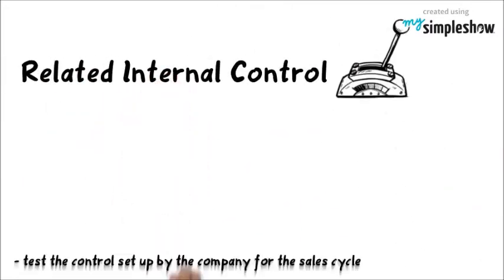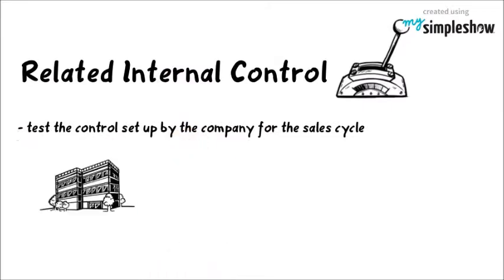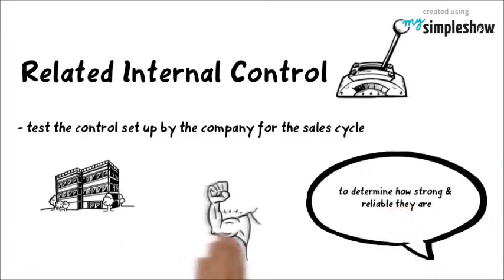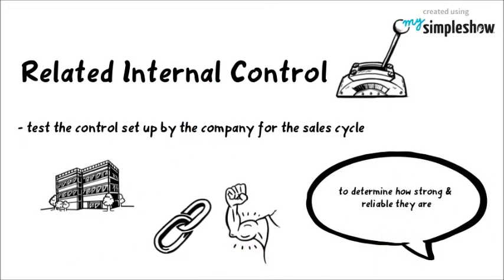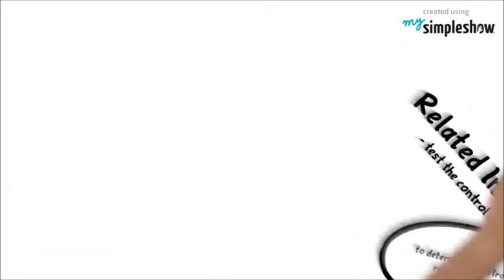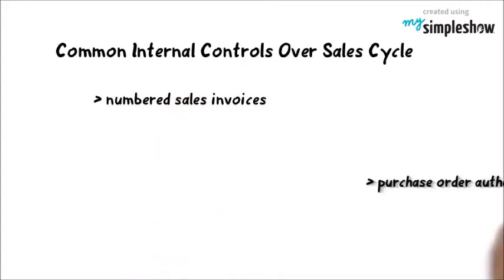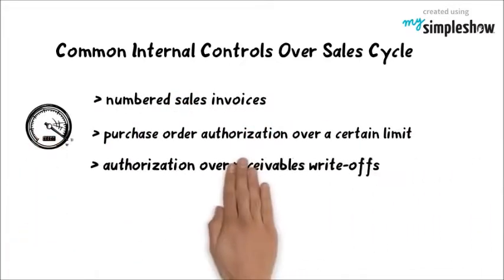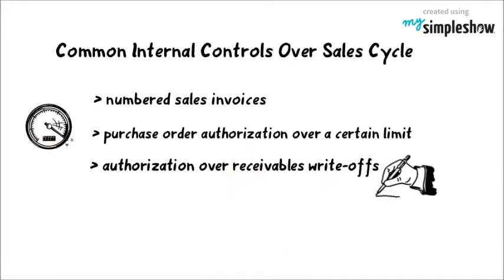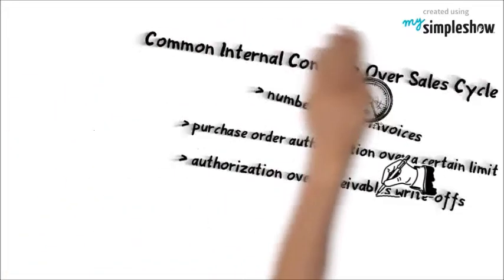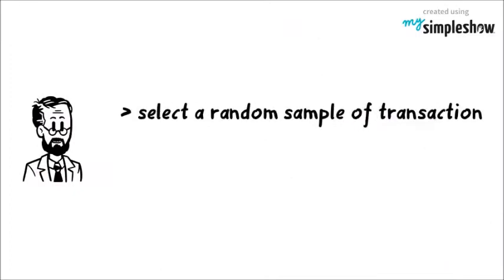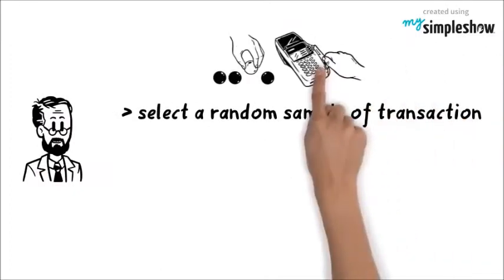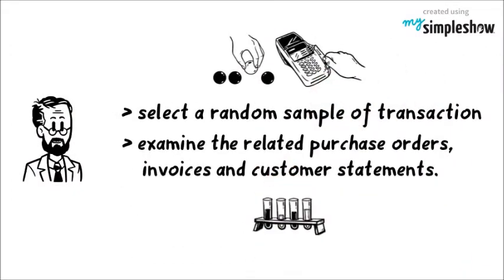Related internal control: an auditor tests the controls the company has set up for the sales cycle to determine how strong and reliable they are. Common internal controls over the sales cycle include numbered sales invoices, purchase order authorization over a certain limit, and authorization over receivables write-offs. The auditor selects a random sample of transactions and examines the related purchase orders, invoices and customer statements.